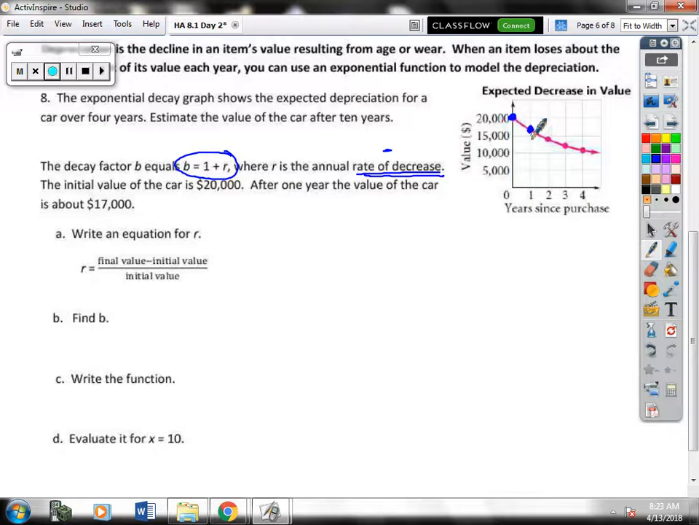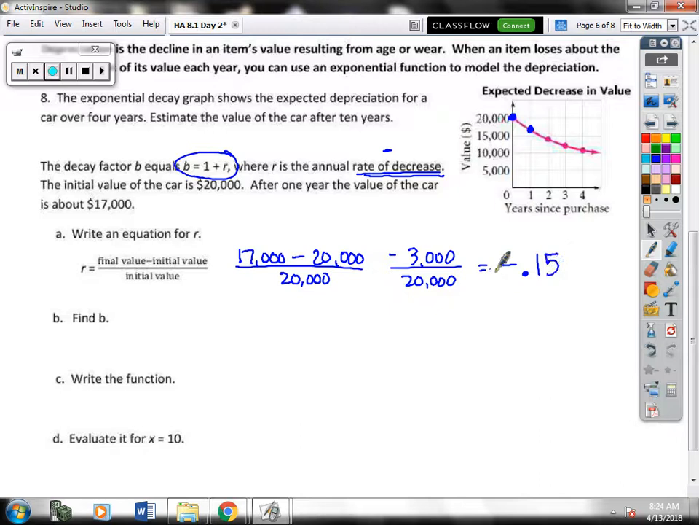So we can calculate the value of R by just subtracting. The final value was 17,000 minus the initial value of 20,000, all divided by the initial. So you always divide by the original whenever you're doing percent change. You might even see this in bio and chem when you're doing your percent change. Well, you should get negative 3,000 over 20,000, which will get me negative 0.15. And again, that's my R.